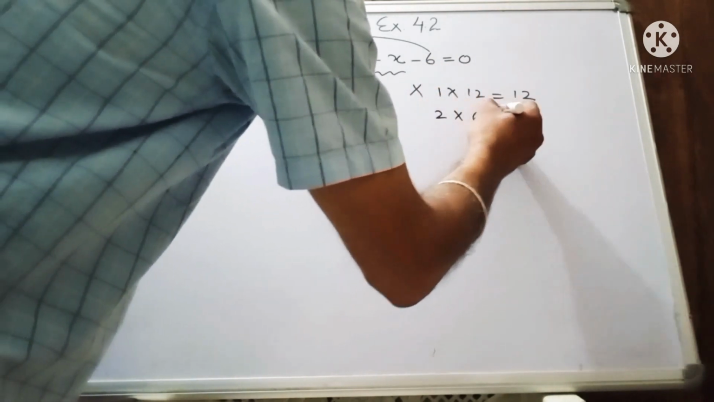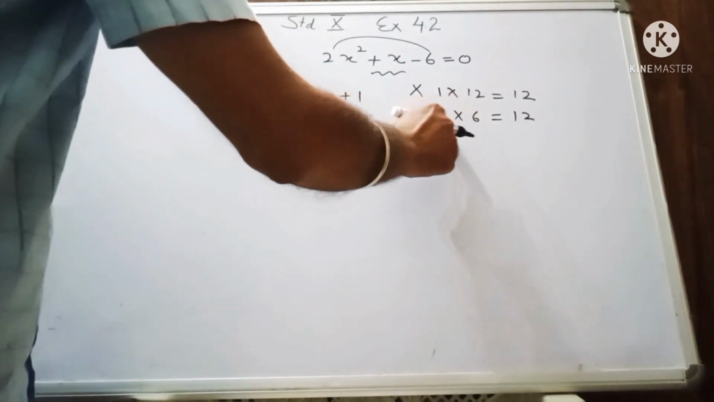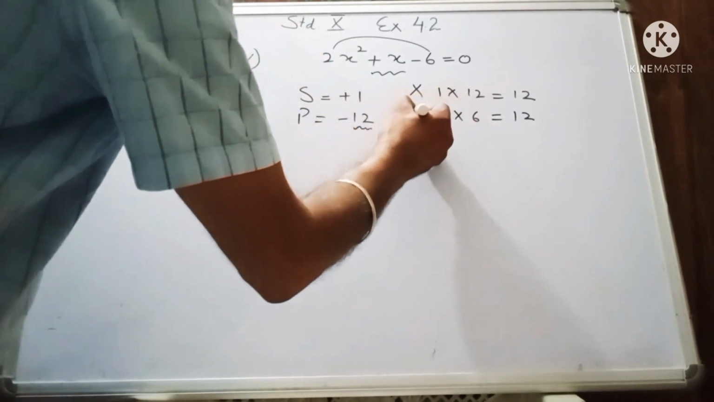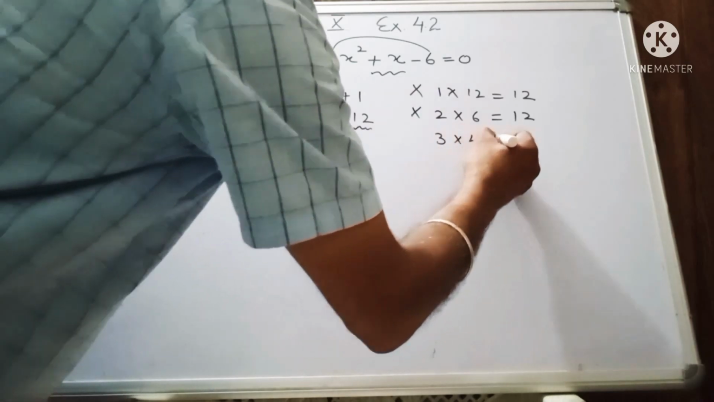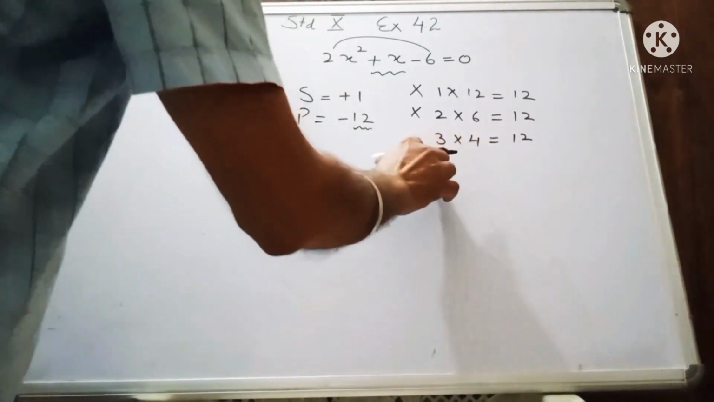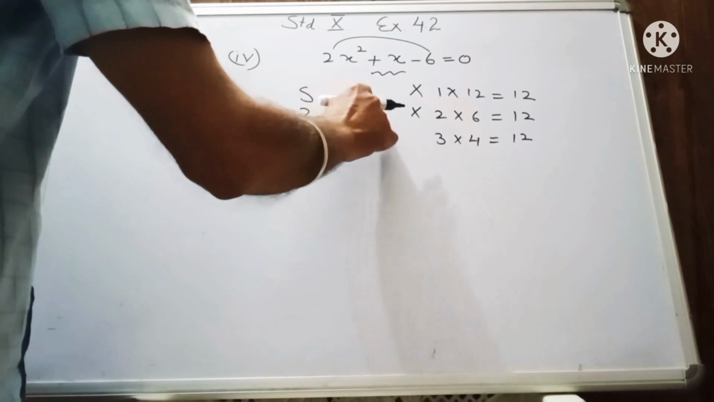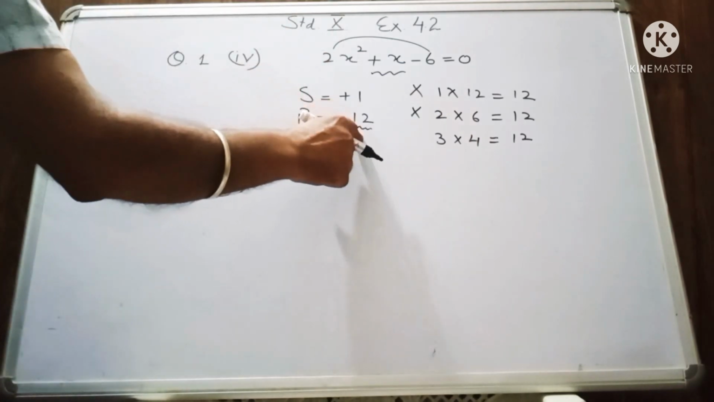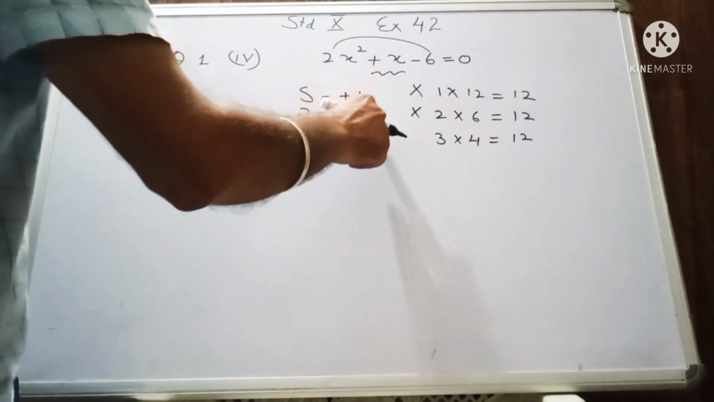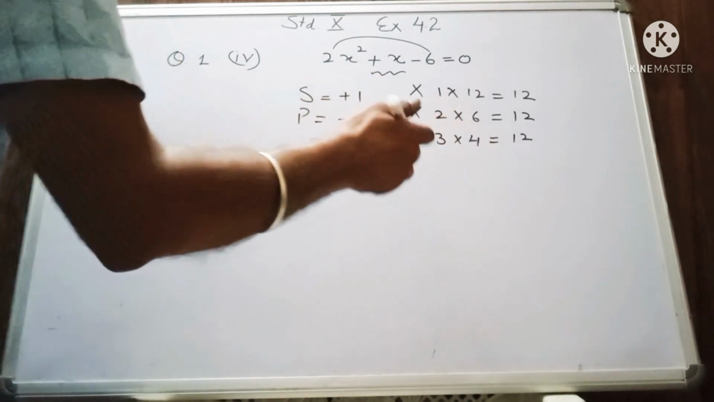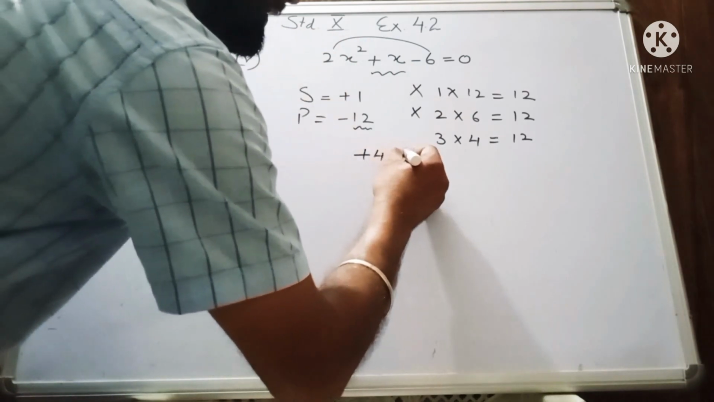2 into 6 is equal to 12. By taking 2 and 6, you can make plus minus 8, you can make plus minus 4. So these are cancelled. Next factor is 3 into 4 is equal to 12. You can make plus minus 7, you can make plus minus 1. So here we can make plus 1. Now product is negative, so both the numbers are of opposite sign. Sum is positive, so the greater number is positive and the smaller will be negative. The numbers are plus 4 and minus 3.